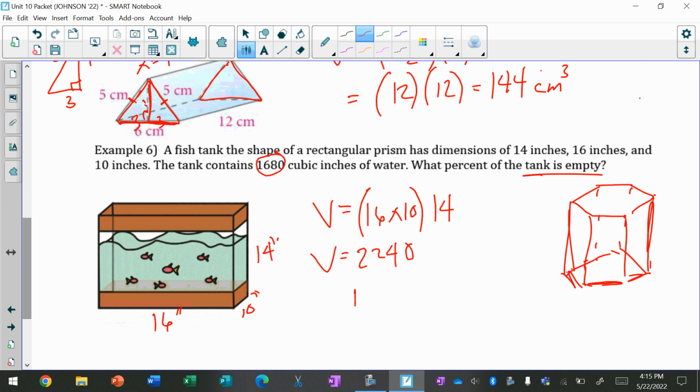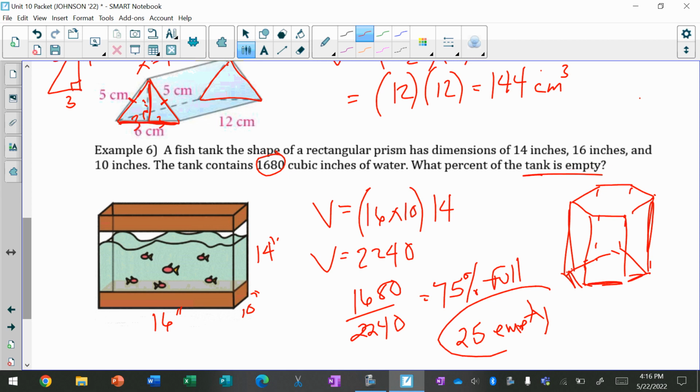So it's got 1680 out of 2240. That's how much is in there. 1680 divided by 2240. So that's 75% full, which means that 25% is empty. And there you go. All right.